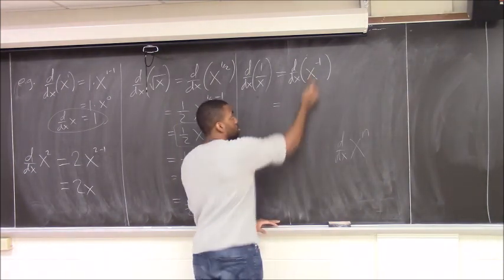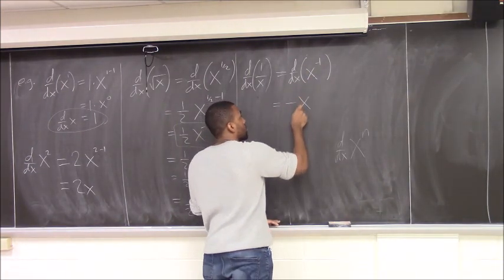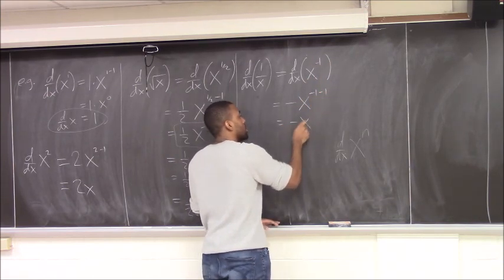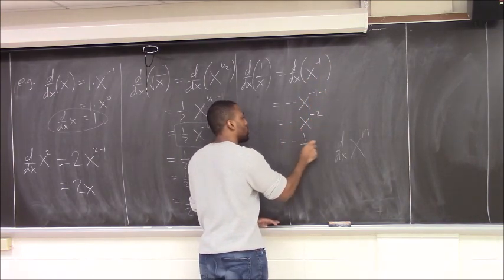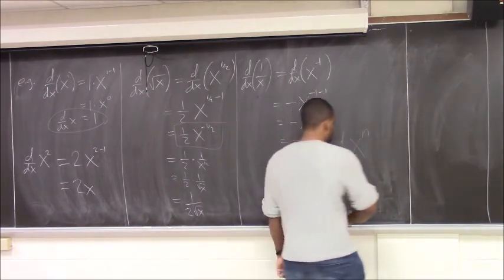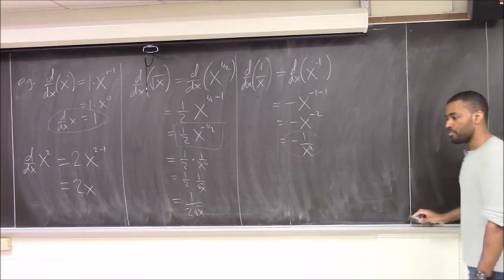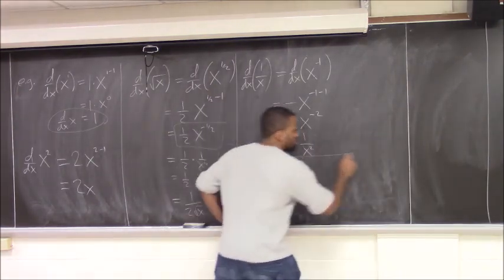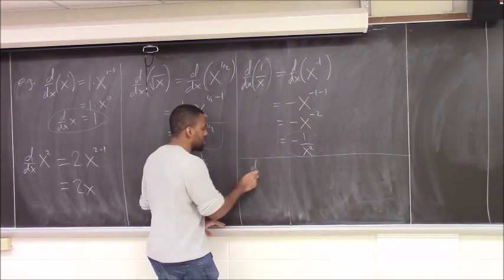And the rule says, bring the power down in front and subtract 1 from the power. So that gives me minus x to the minus 2, or minus 1 over x squared. We derived that, but it was a lot more painful. We can also derive the fact that the derivative of any constant is 0.